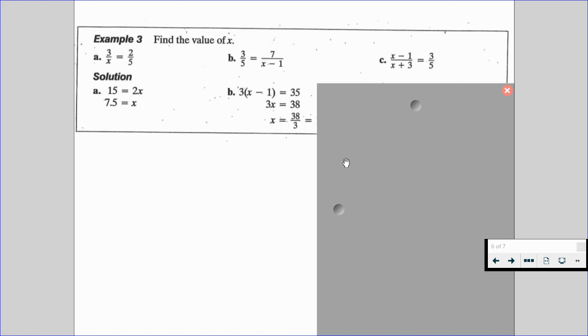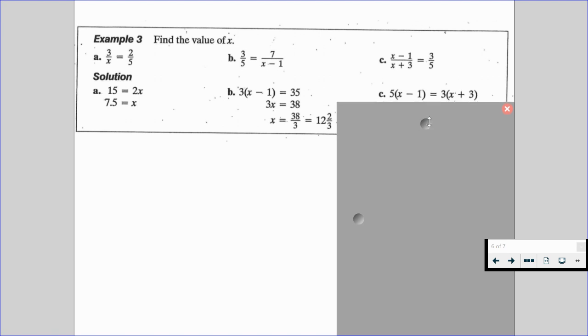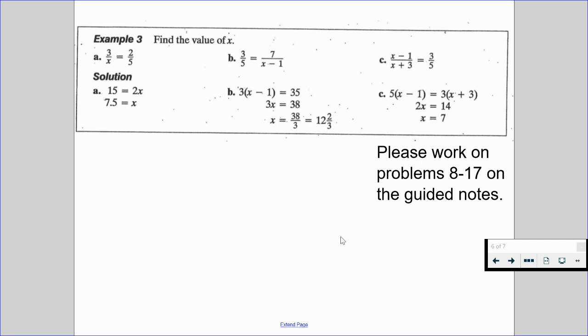For B, we are again going to use the means extremes. We're going to do 3 times the quantity x minus 1, and 7 times 5. We end up with 3x is equal to 38, and x is equal to 38 over 3. If you write it as a mixed number, it's going to be 12 and 2/3. For C, we're going to use the means extremes. We multiply the quantity x minus 1 by 5 and the quantity x plus 3 by 3. Once we simplify, we end up with 2x equaling 14 and x being equal to 7. With this in mind, please work on problems 8 through 17 on the guided notes and resume when you're ready for one last example.